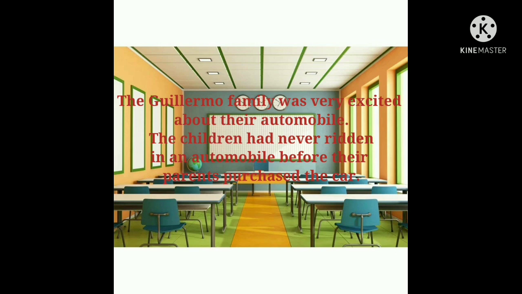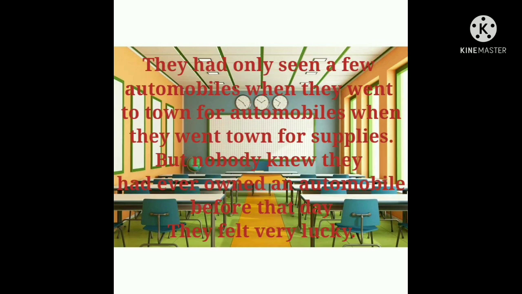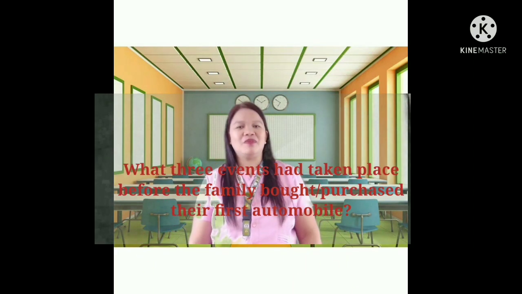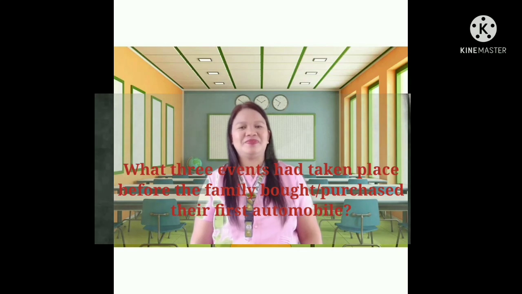The children had never ridden in an automobile before their parents purchased the car. They had only seen a few automobiles when they went to town for supplies. But nobody knew they had ever owned an automobile before that day. They felt very lucky. Now here is one question about the story we have just read. What three events had taken place before the family bought or purchased their first automobile?